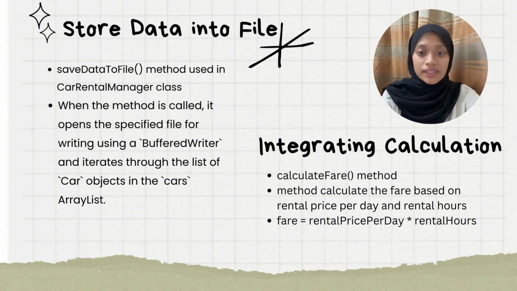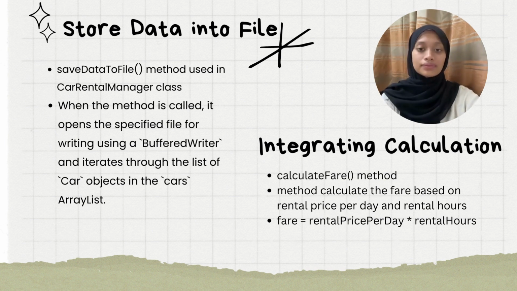The default calculation implemented in this method is quite simple and straightforward. Here, the fare is calculated by multiplying the rental price per day with the number of rental hours. For example, if the rental price per day is 50 and the rental duration is 3 days, the fare will be 150.